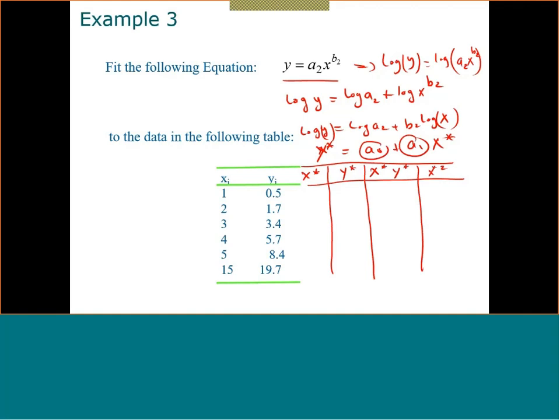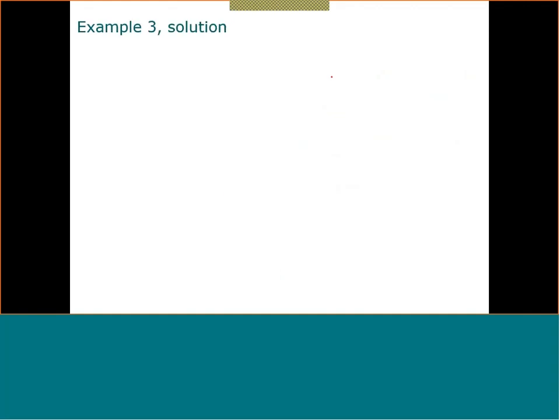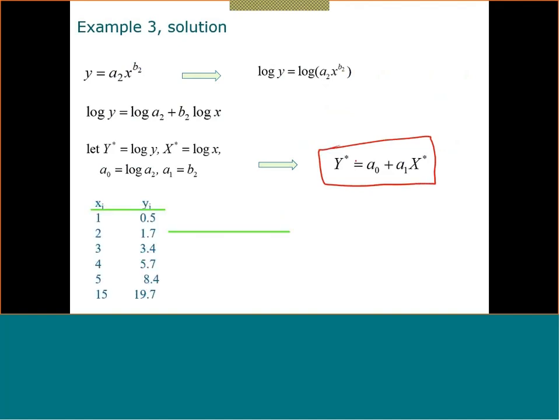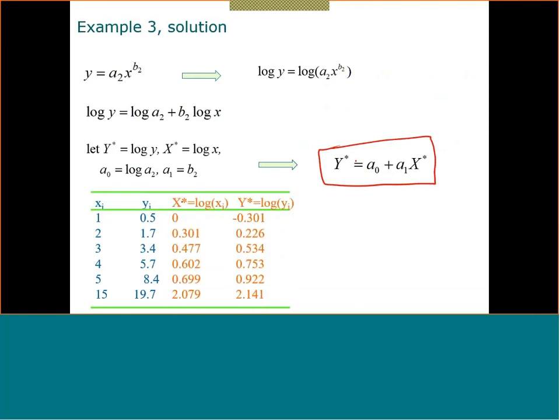So this is the derivation of the formula I just did, and this is now my linearized model. This is the original value, x of i, y of i, and this is x star and y star. These are the values. We start from here. Log of 1 is 0, log of 2 is 0.301, log of 3 is equal to 0.477, etc. And then we go for the rest.